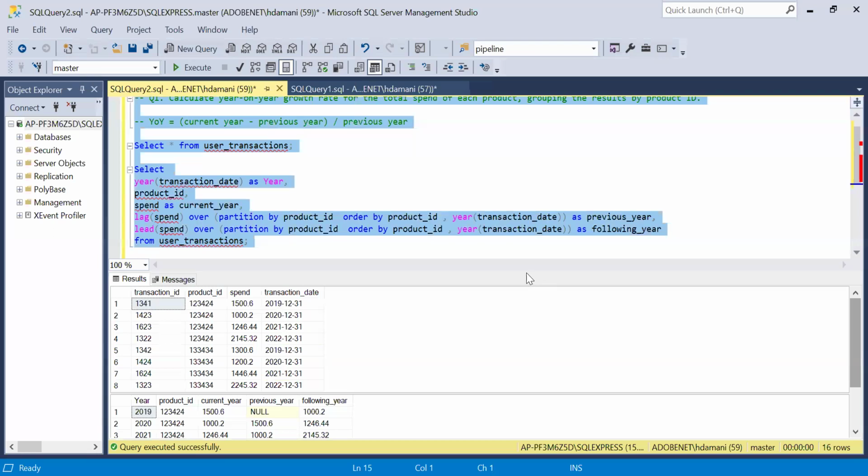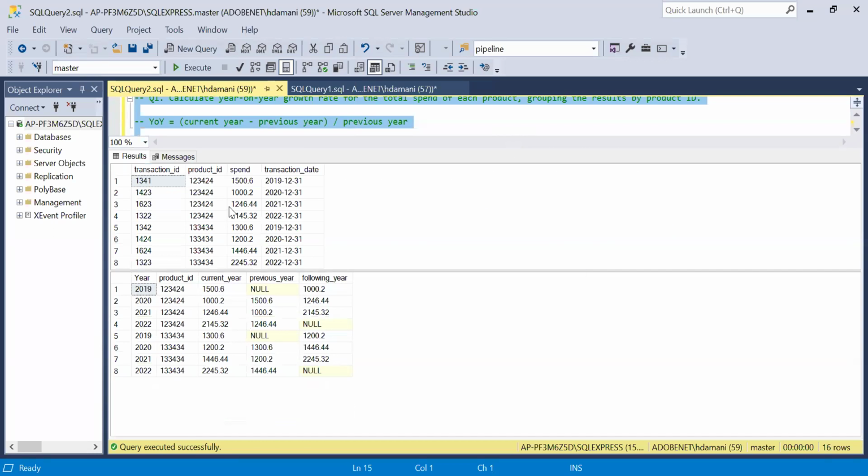Okay, so as we can see over here, for this particular product ID, for year 2020, our current year spend was 1,000, right? Previous year spend is 1,500, right? And in this particular column, we are getting following year spend. So as we can see over here, following year spend is 1246, right?